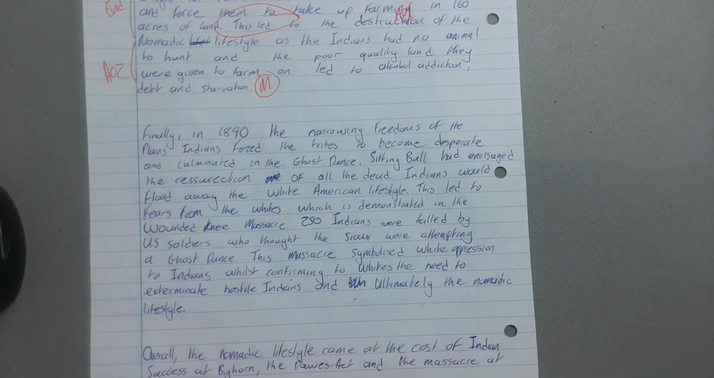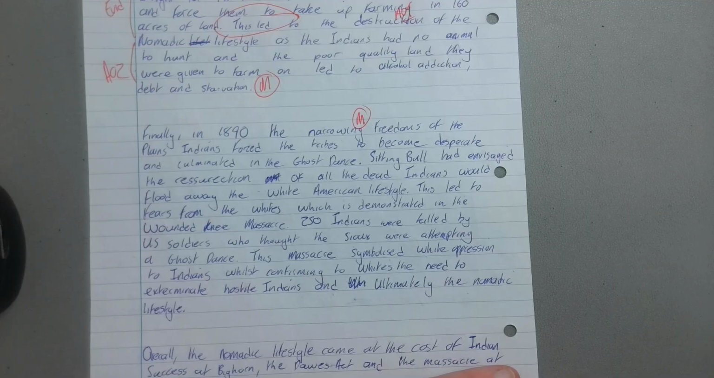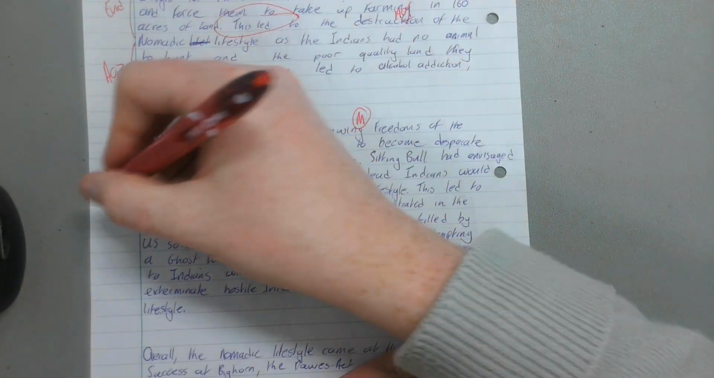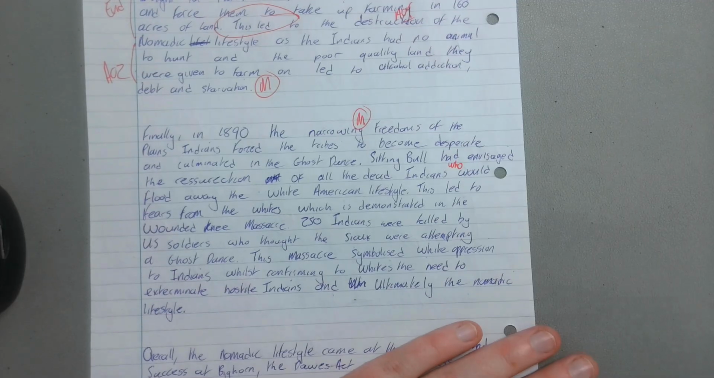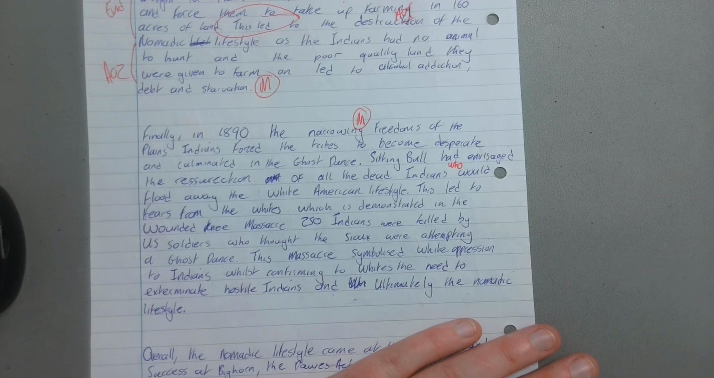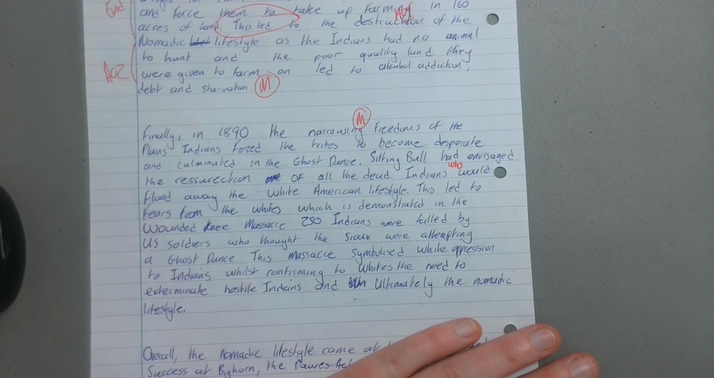Finally, in 1890, the narrowing freedoms of the Plains Indians forced the tribes to become desperate and culminated in the Ghost Dance. Sitting Bull had envisaged the resurrection of all the dead Indians who would flood away the white American lifestyle. This led to fears from whites, which is demonstrated in the Wounded Knee massacre. 250 Indians were killed by US soldiers when the Sioux attempted a Ghost Dance.